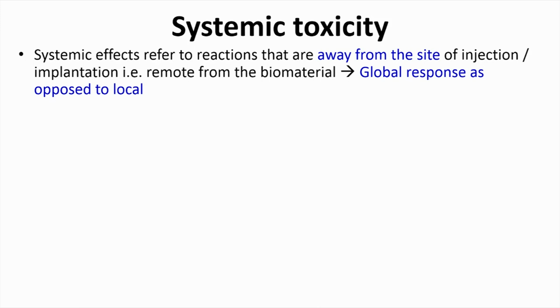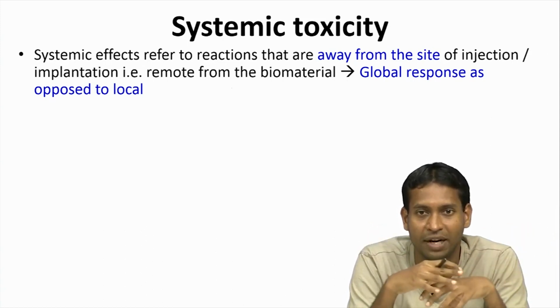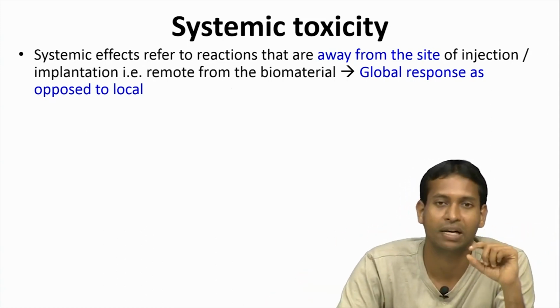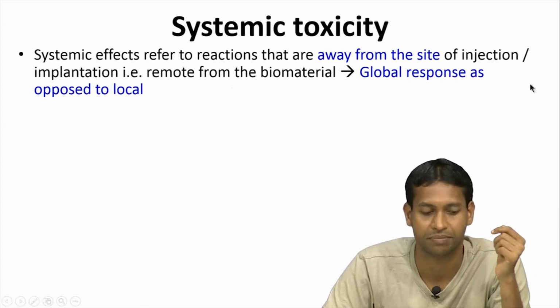Systemic effects refers to reactions that are far away from the site of injection or implantation. So, if I, let us say, put something in my arm, what happens to the rest of the body? Maybe the arm gets inflamed, but does the rest of the body also suffer from this? So, this is more looking at a global response rather than just locally at the arm or whatever the site of injection or implantation may be.